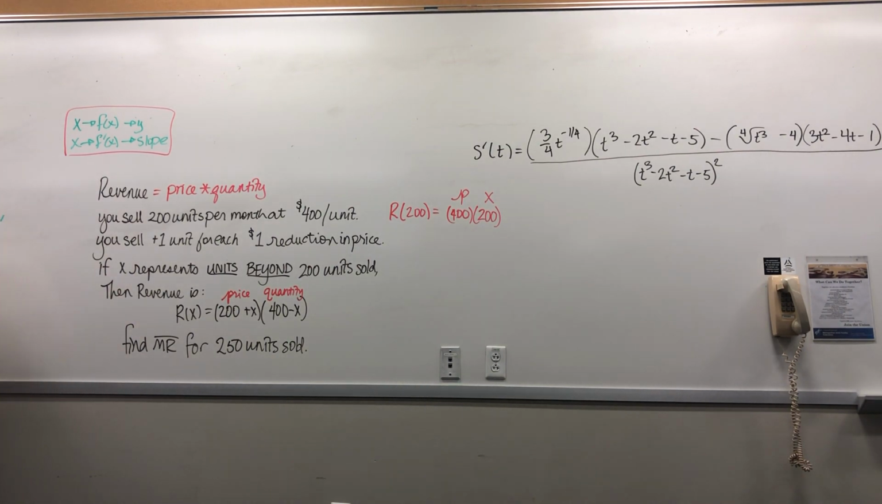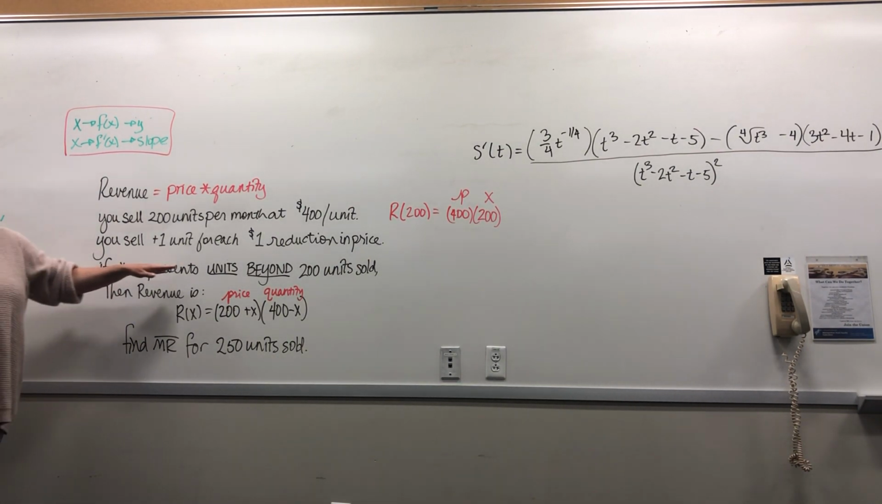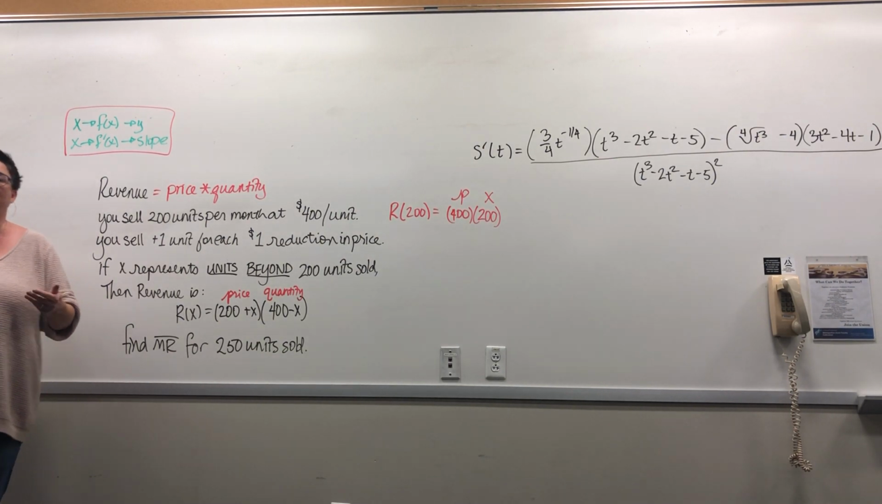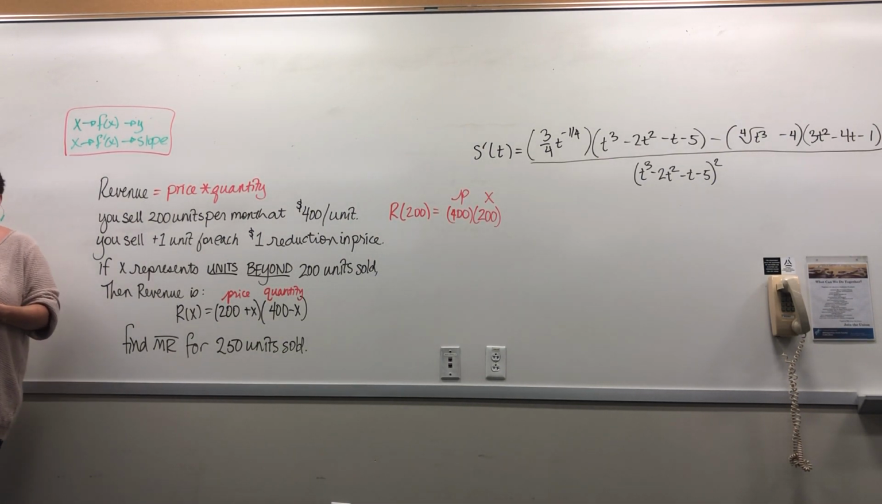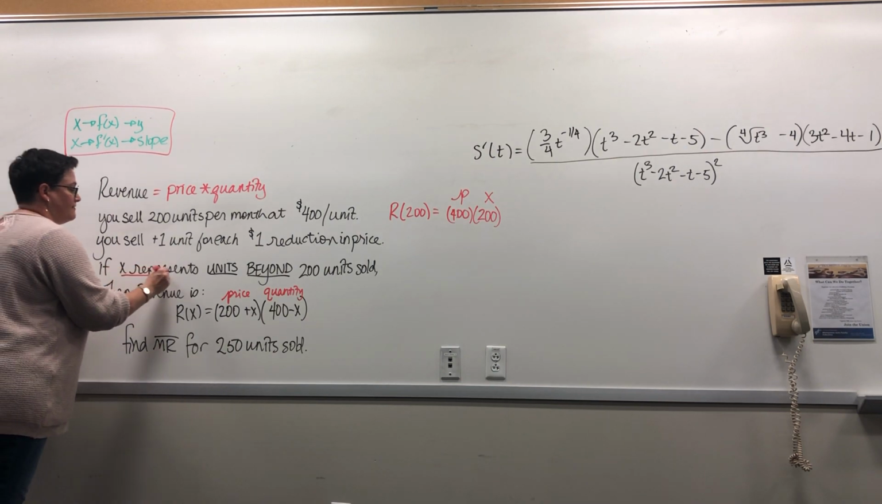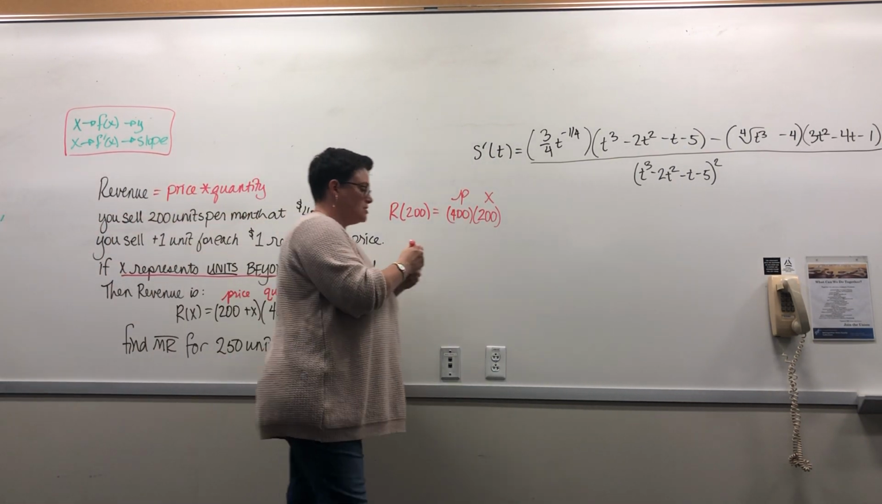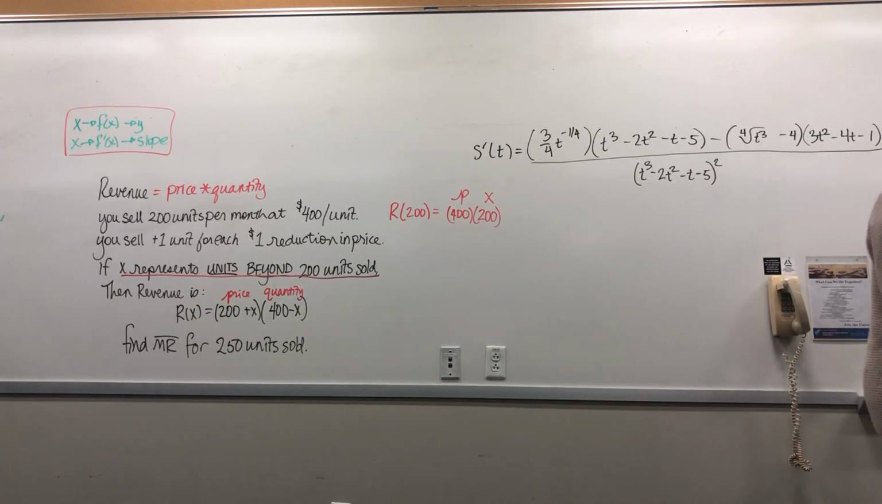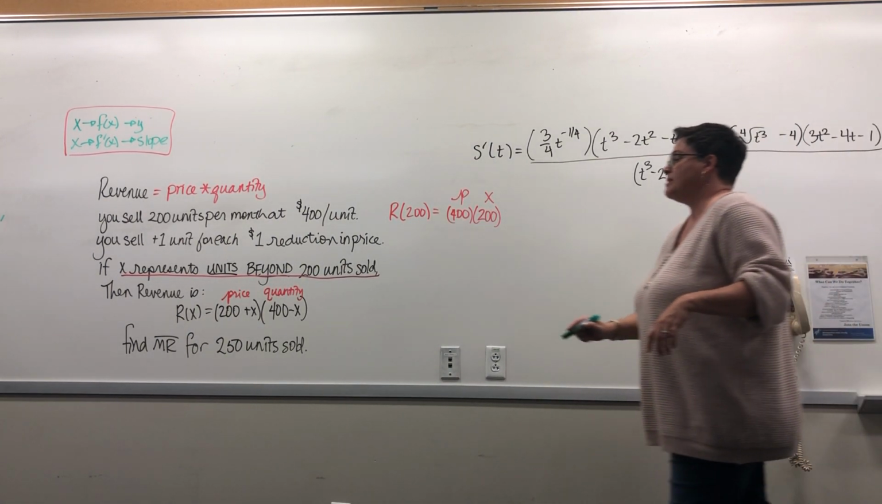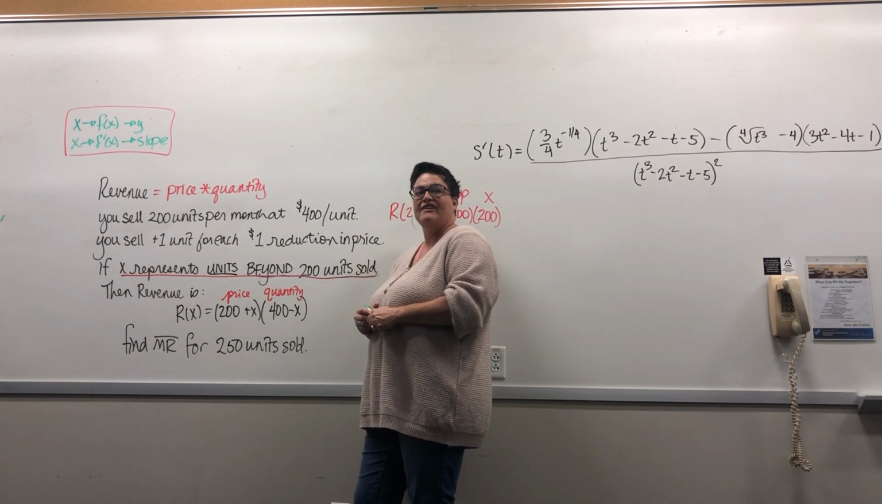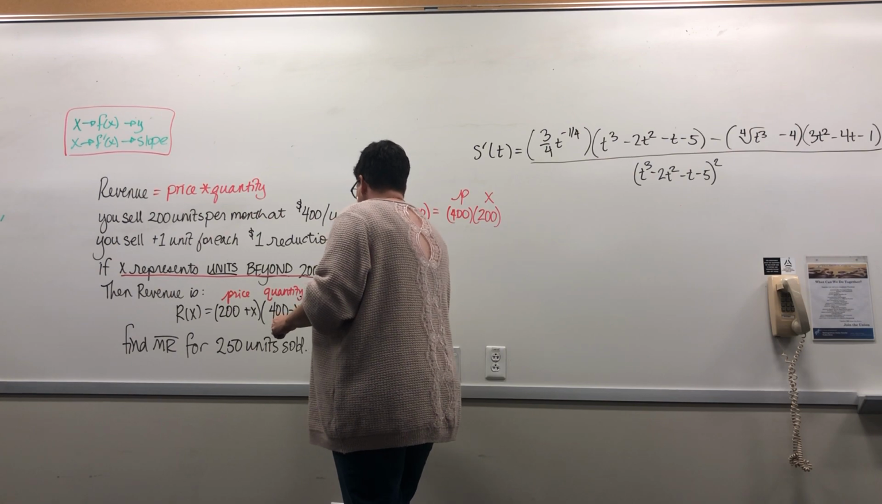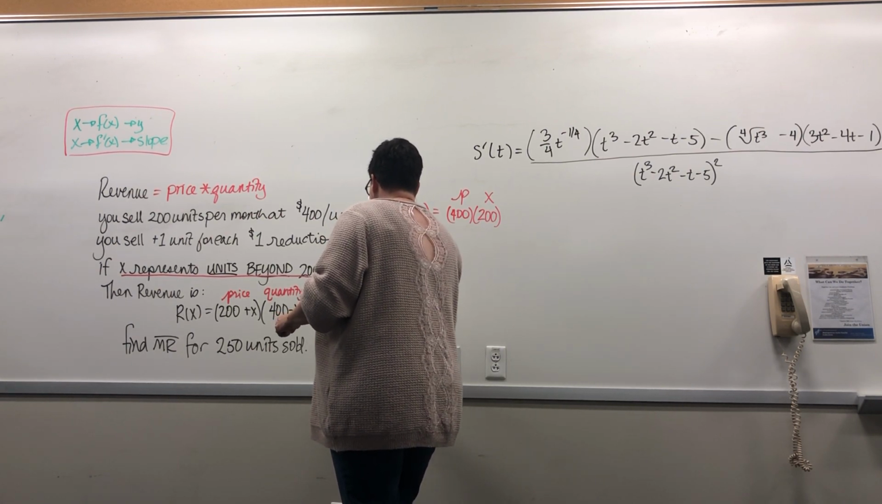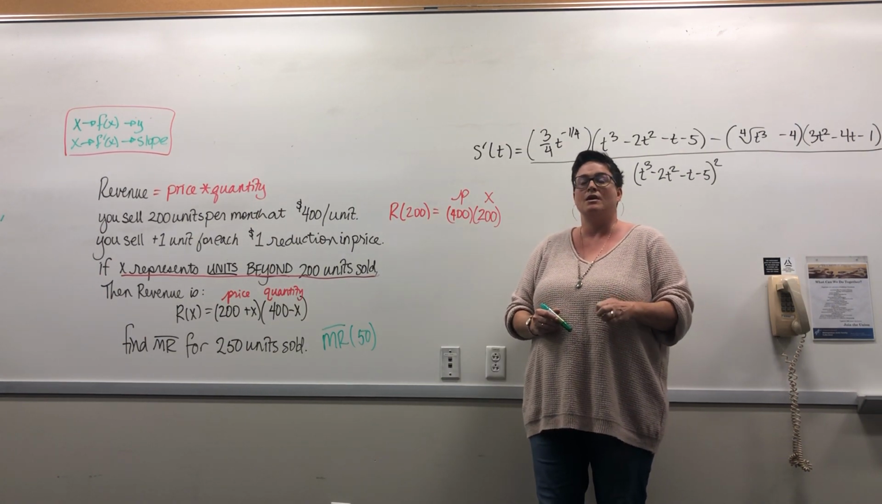So far, so good. Now, X is the units beyond 200 units sold. So if X is 5, how many units did I actually sell? 205, not 5. You guys with me? So this matters. X represents units beyond 200 units sold. Always, always, always go back and check your units, okay? Because that's gonna matter. So find marginal revenue for 250 units sold. What am I gonna plug in for X? 50. So I'm actually gonna do marginal revenue when X is 50.